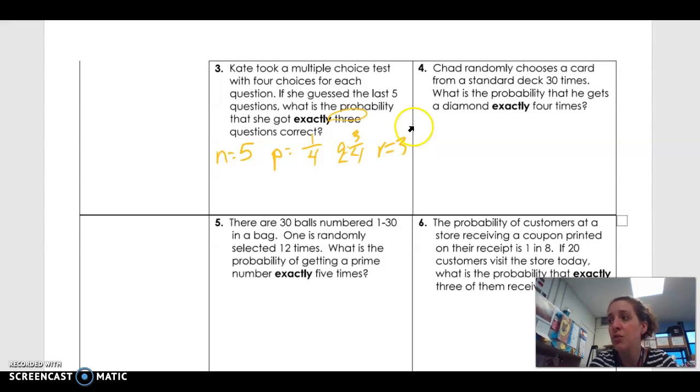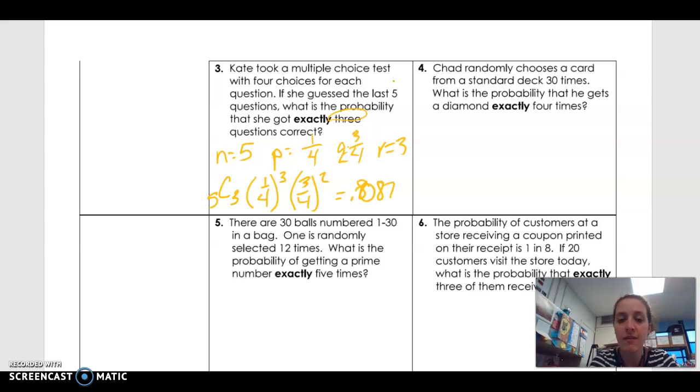So then again, I can just rewrite this out. I've got 5C3, and my P value is 1/4, exactly 3 times, and I would have a failure then 2 of those times. So again, I put this into my calculator, and I come up with 0.0879, which again, if I turn this into a percentage, would be 8.79%. Okay, so now I want you to try these other examples and see if you can follow along where we get our N, our P, our Q, and our R.